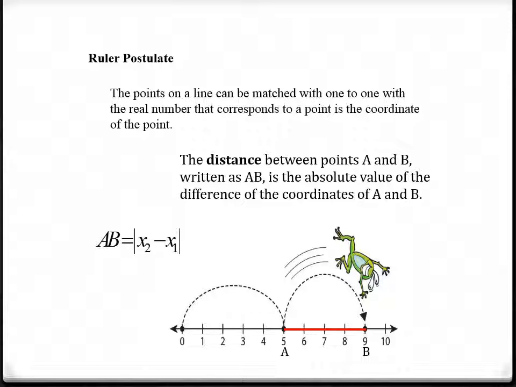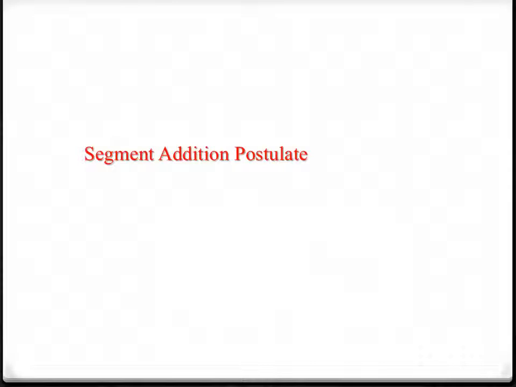Now we're using the absolute value because we're dealing with measures. So you'll never have a negative measure. So now you can just take 9 minus 5, which is 4, or you can just count like a frog jumping: 1, 2, 3, 4 from A to B. So the measure of AB is 4.